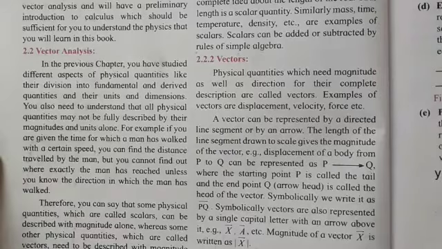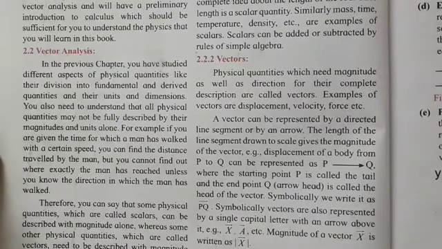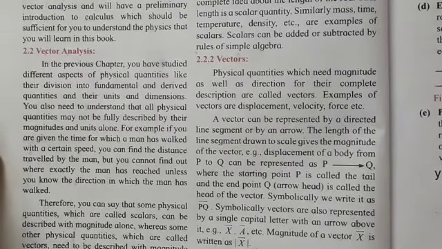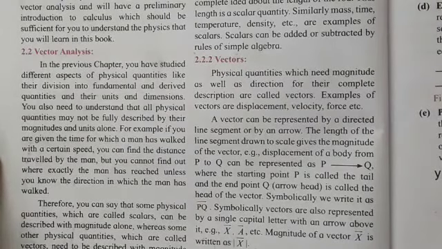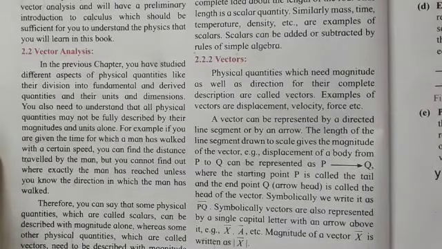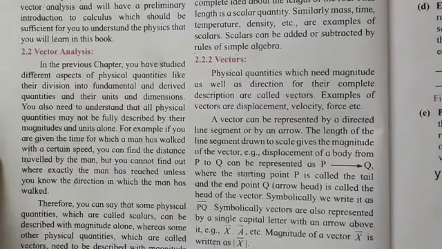A scalar means those physical quantities which can be described by magnitude alone. For example, length, mass, time, etc. Then what does vector mean? Those physical quantities which can be described by magnitude as well as direction are called vectors. Examples of vector quantities are displacement, velocity, acceleration, force, etc.